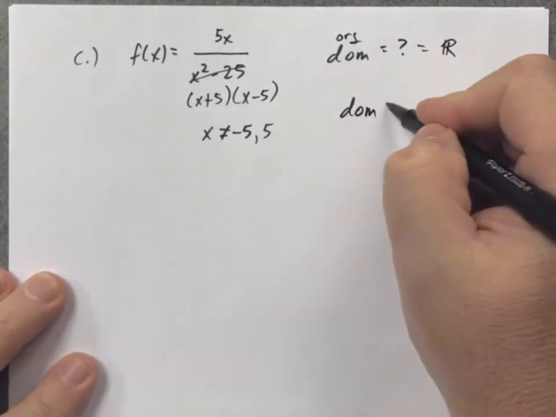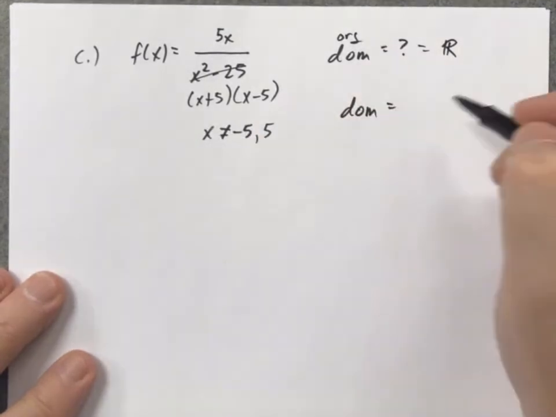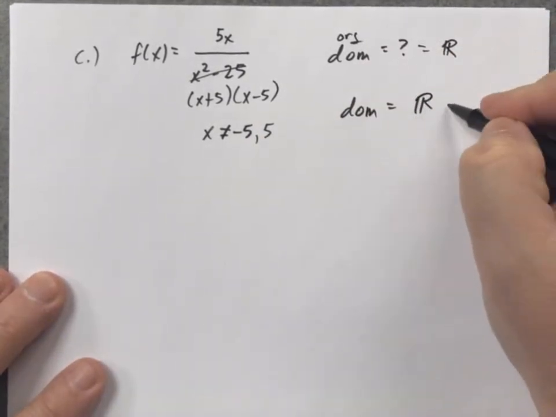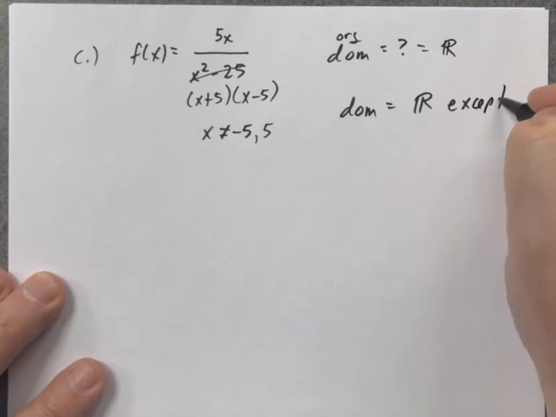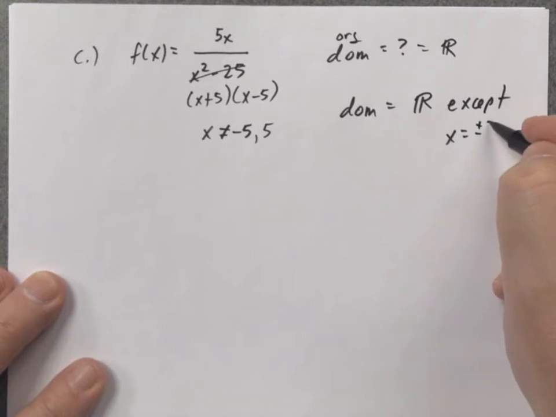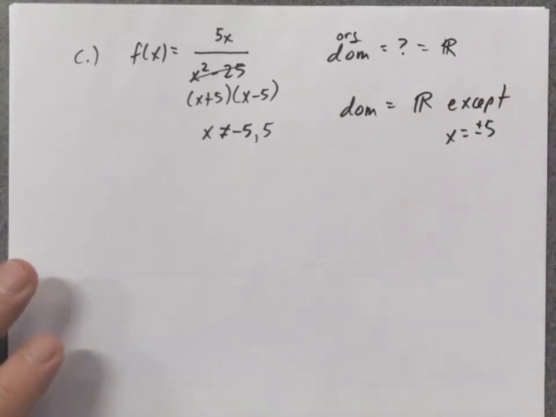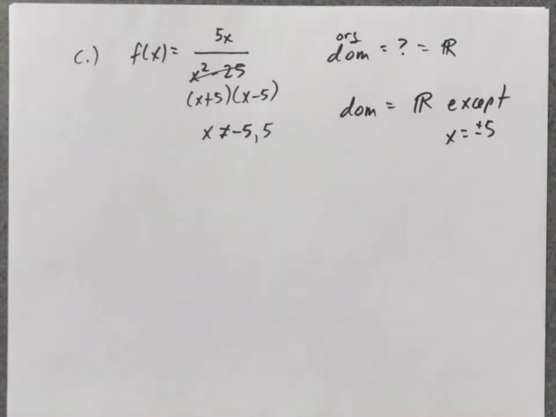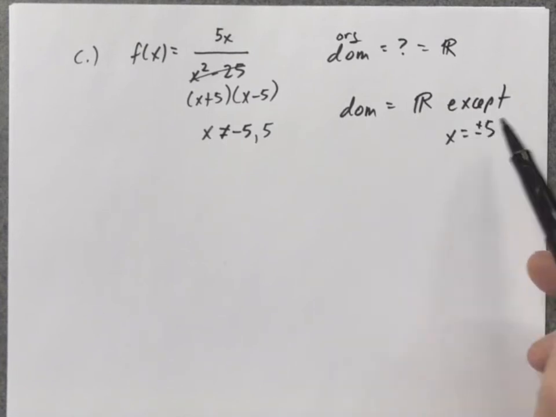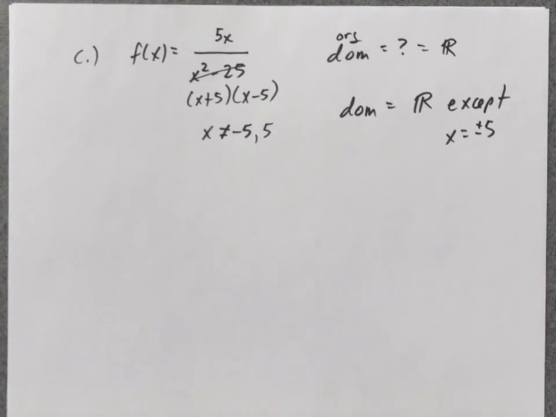So in this case, just to keep it pretty simple, what you can do is you can say the domain is now going to be all real numbers except if x is equal to plus or minus 5. So this is saying the domain is all numbers except plus or minus 5. X cannot be plus or minus 5. And that would be your answer. And that's a perfectly fine way to write it.